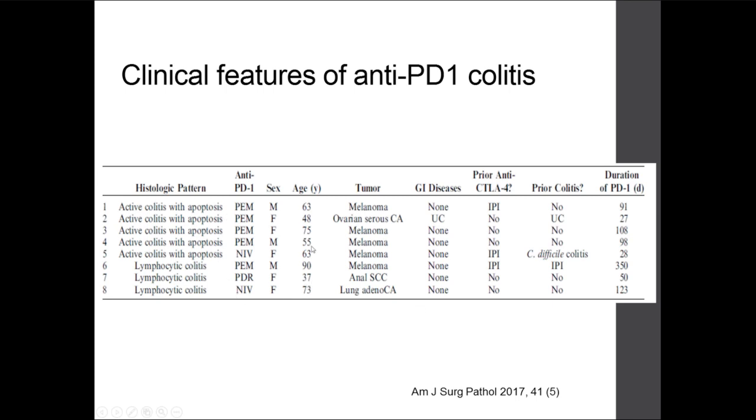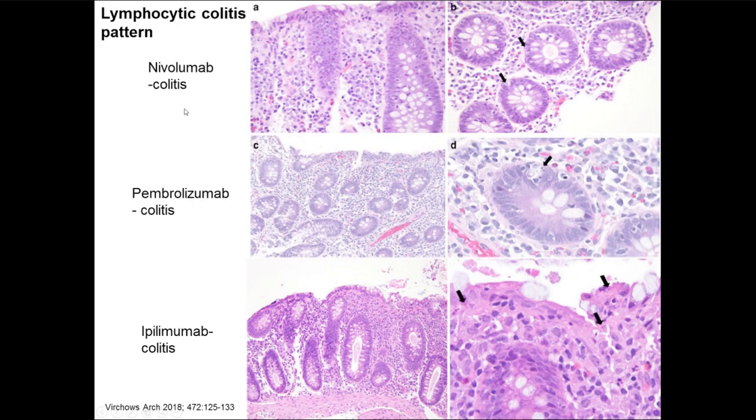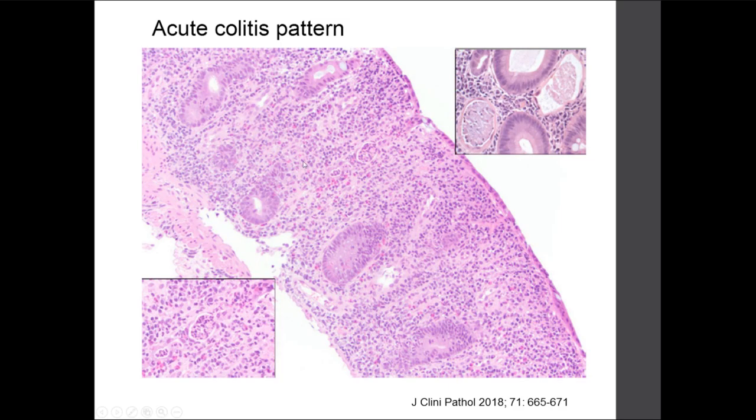As you can see, they come in a wide range of age presentation. Most of these patients do not have previous GI disease, and the disease can start very soon after initiation of treatment, but also very late. So I think it's worth considering this in the differential diagnosis. The disease can present with erythema and minimal changes all the way to ulcers. And this is just some examples of the different drugs that have been associated with lymphocytic colitis pattern of injury, but sometimes they present with acute colitis pattern of injury.